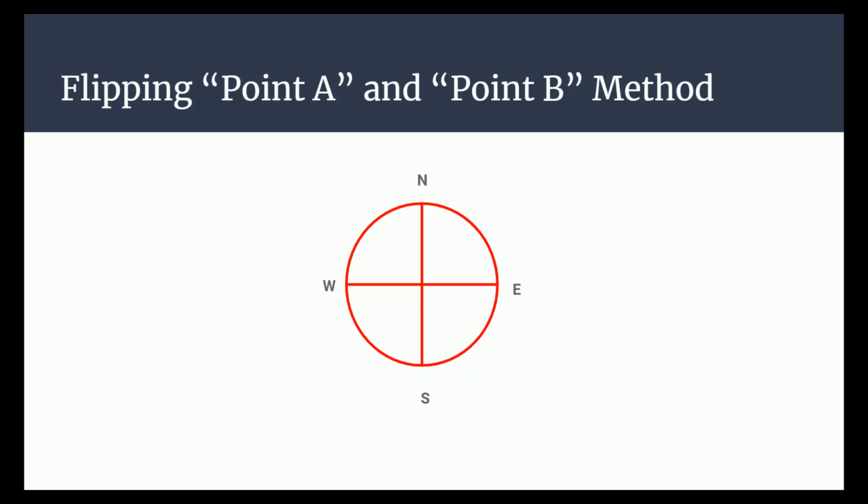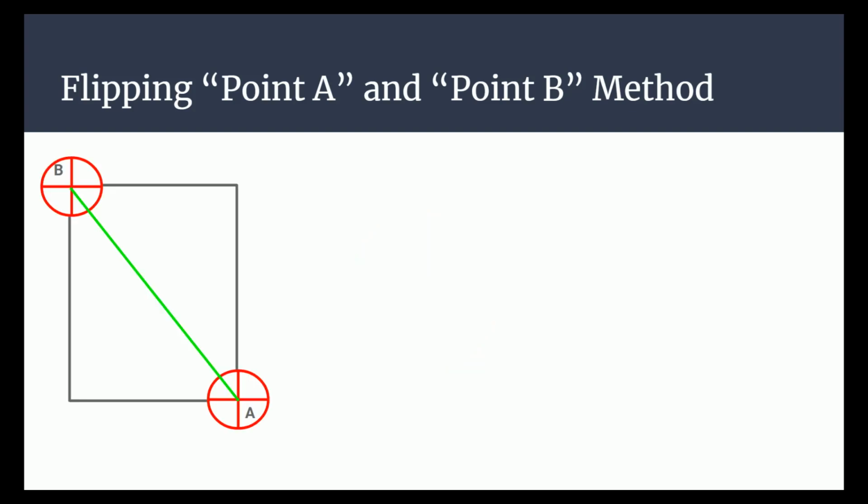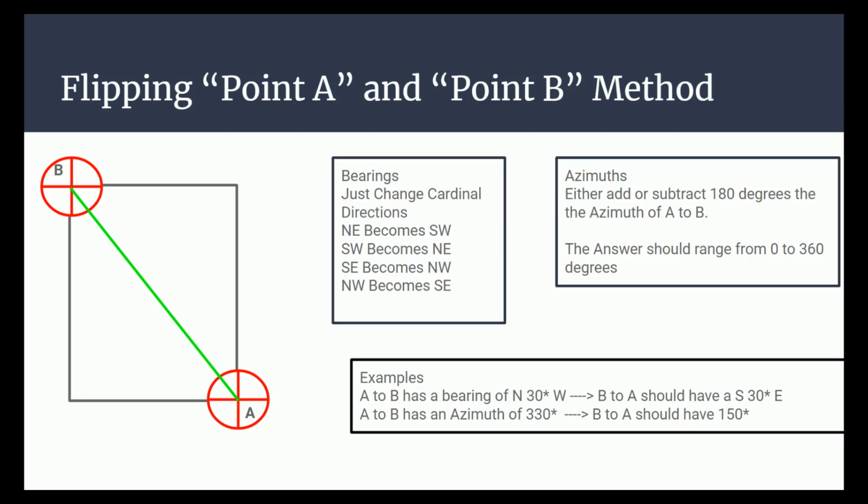Okay, so the method of flipping point A and point B. Essentially, if we start on point A and we want to find the direction to point B, that's fine. But what happens if we want to switch it, if we start on point B and we want to go to point A? Well, if we're working with bearings, we just have to flip the cardinal directions. Northeast becomes southwest, southwest becomes northeast, southeast becomes northwest, northwest becomes southeast.